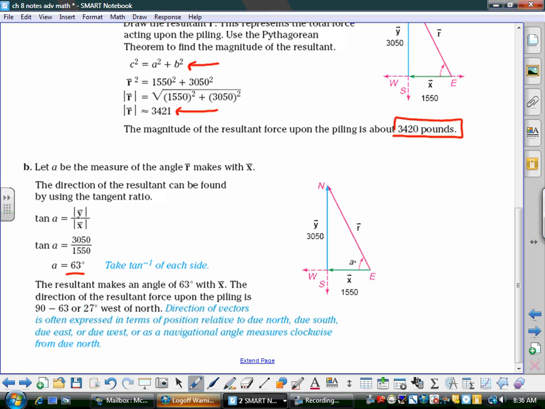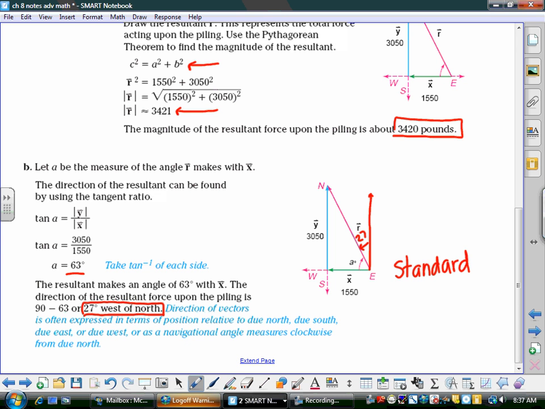Then they did a couple different things. What they're saying is the direction with the resultant force upon the piling is 27 degrees west of north. Now that's correct. It's not how I would say the answer. What they're saying is here's due north. This is going 27 degrees west of north. That's true. I would like you to always put your answers in standard position.